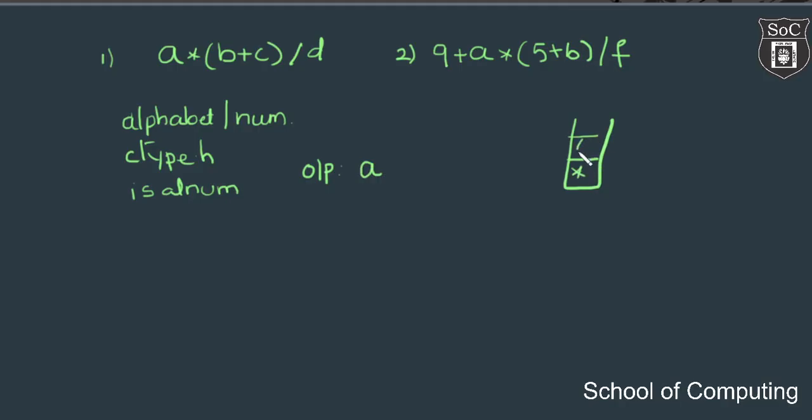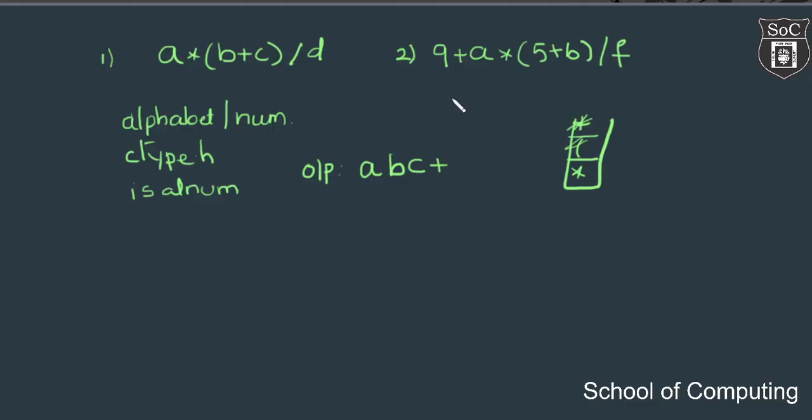Then comes the opening parenthesis, then comes B, which will be written to the output expression, and plus will go and sit in the stack. Even though plus has lower priority than star, it can still be accommodated in the stack because of the presence of the opening parenthesis. After plus I'll find C, so I'll write it here in the output expression. Then comes the closing parenthesis. When you find a closing parenthesis, you pop everything till the opening parenthesis and write it in the output expression. So the current status of the stack is we have only star in it because these two are popped.